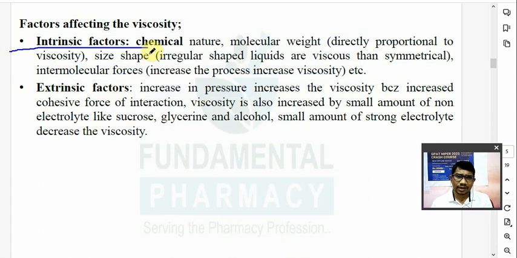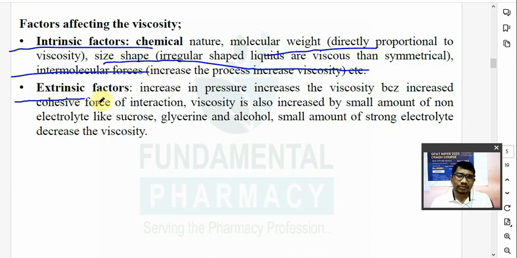What are the intrinsic factors? Chemical nature, molecular weight. The higher the molecular weight, the higher the viscosity. If size and shape are regular, viscosity will be less. If size and shape are irregular, viscosity will be more. If intermolecular forces are less, viscosity will be less. If intermolecular forces are more, viscosity will be more.